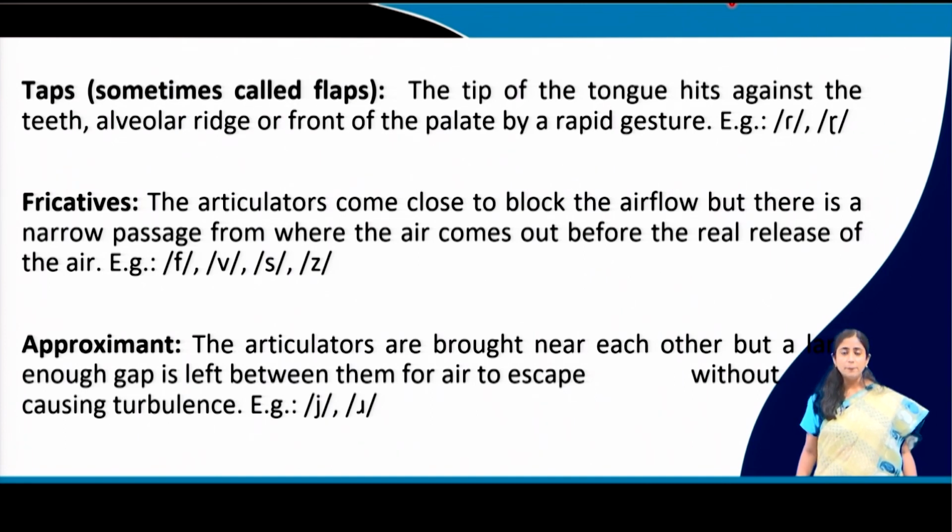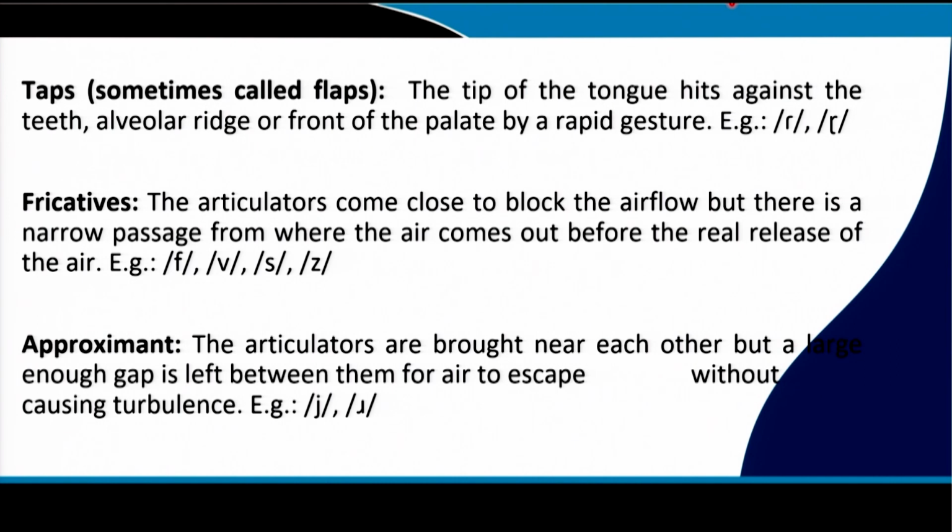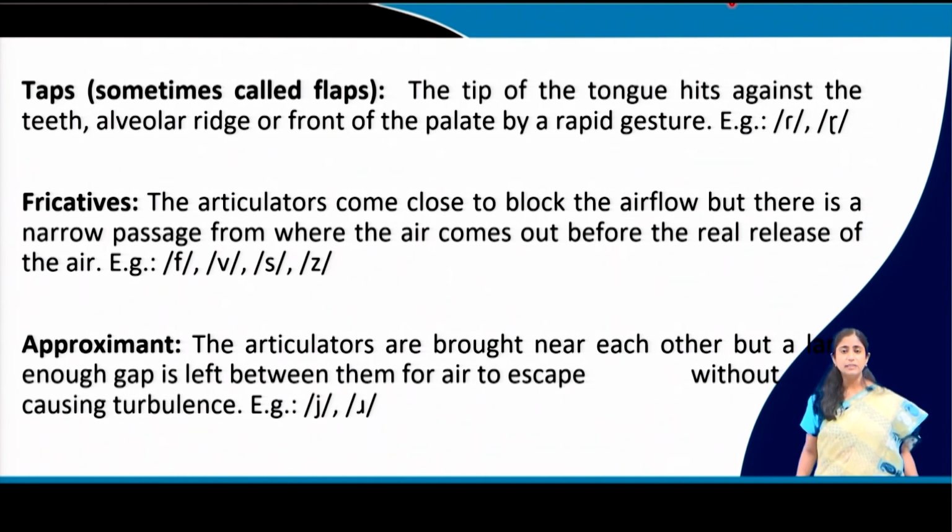And then in approximant sounds, what we find is that the articulators are brought near each other, but there is some gap, so the air again escapes. So, here the escape is more. In fricatives also I mentioned that the air escapes, but the escape of the air is not so much as in approximants. Approximant sounds are like y. You can easily understand that when you are saying z and when you are saying y, in z the articulators are closer and they can block the air more than in the sound y.